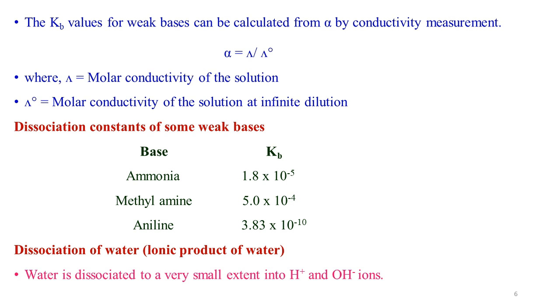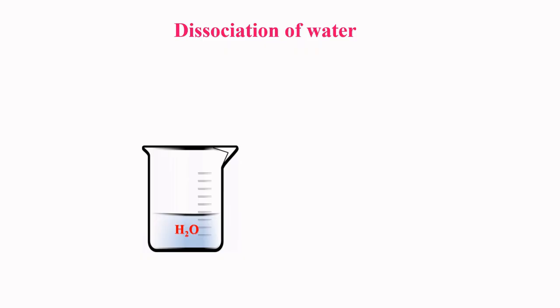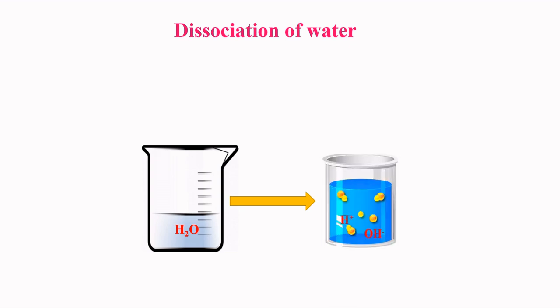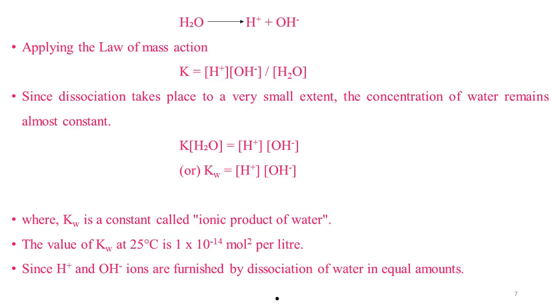Dissociation of water, that is, the ionic product of water. Water is dissociated into H+ and OH- ions. H2O gives H+ plus OH-. Applying the law of mass action, K is equal to the concentration of H+ times the concentration of OH- divided by the concentration of H2O. Since dissociation takes place to a very small extent, the concentration of water remains almost constant.